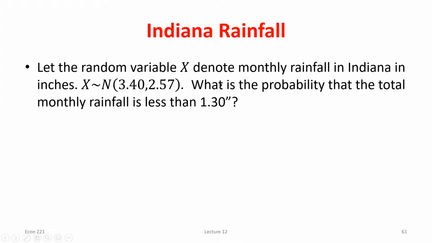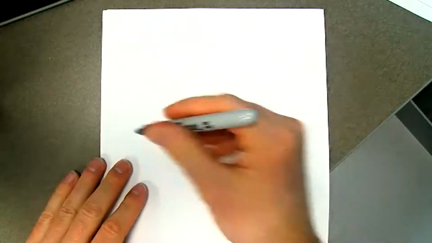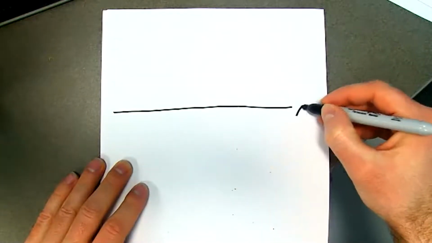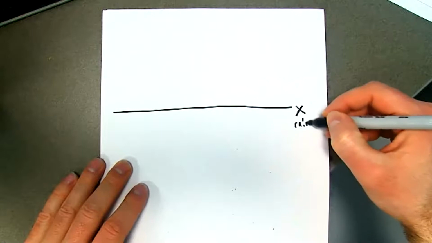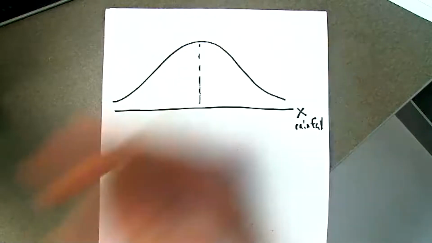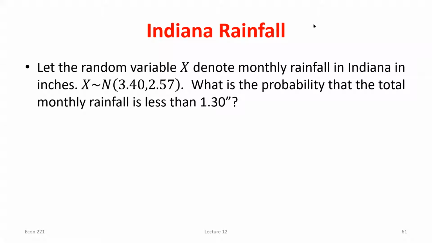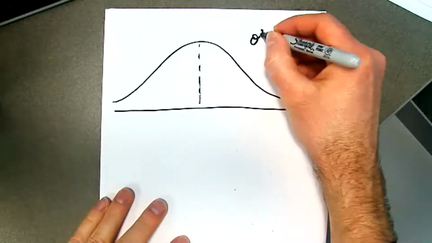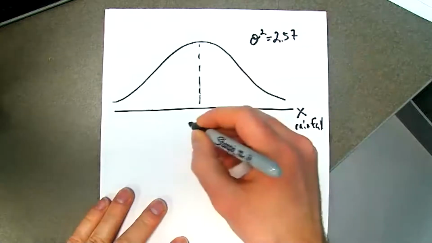So how likely was it that we saw rainfall be this low or anything lower in 2020? Well, let's start to set this up. Once again, I'll draw this out. I might have to switch back to get the values right. We start out with this random variable x, which is monthly rainfall. We're told that it's normally distributed, with a mean of 3.40 and a variance of 2.57.